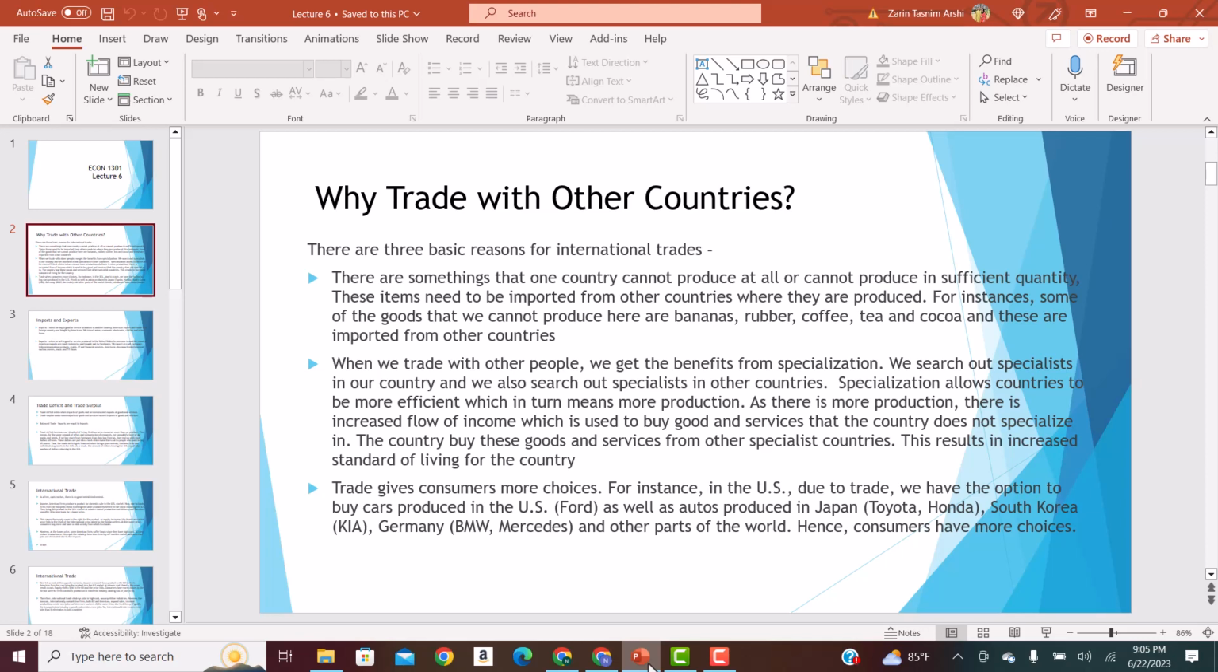So the second reason why countries engage in trade is because they want to enjoy the benefits of specialization. When a country becomes specialized in the production of goods, they can increase the amount of production of the good, and as a result, the income coming to the different people goes up. And as income goes up, they can buy more goods and services, and the overall standard of living of the country goes up. Finally, the third reason why countries engage in trade is because it gives consumers more choices.